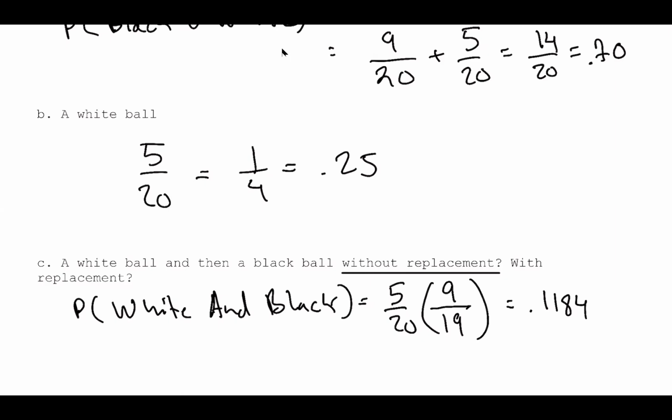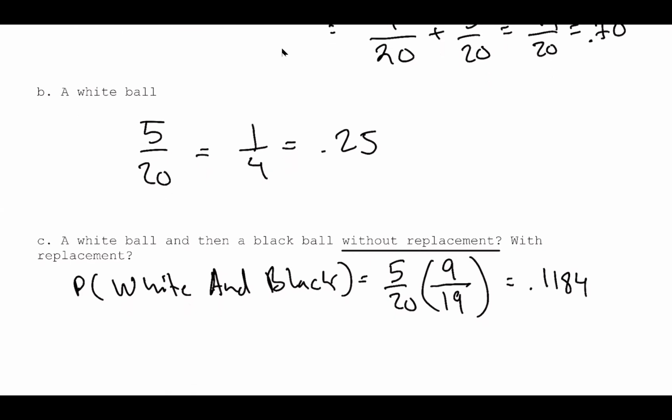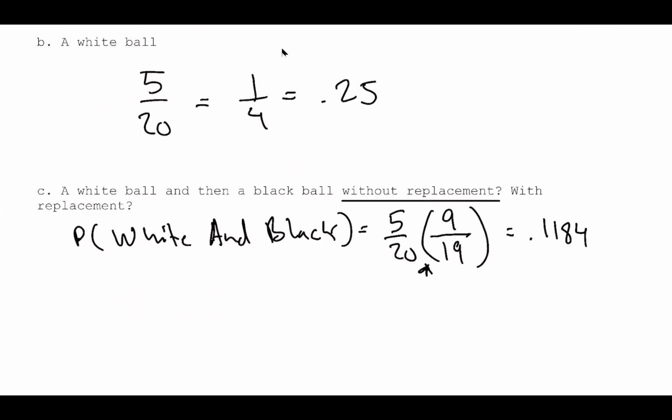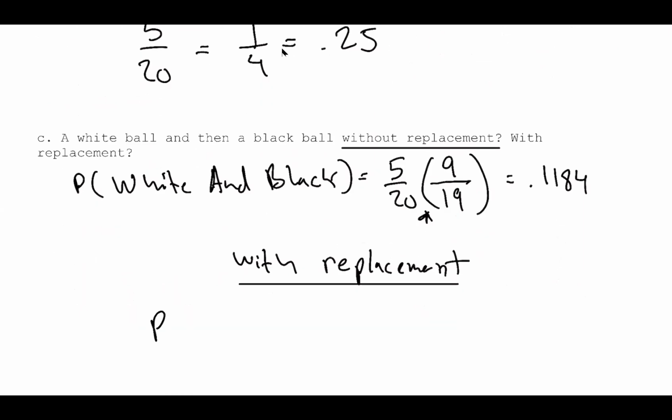Any question for that first part? So you multiply it? Yeah, you multiply, because if you have parentheses it means that you multiply. All right, so now we're going to do with replacement. With replacement means once I select the ball, you put the ball back and you can reselect that ball again. So we're once again going to find the probability of white and black.